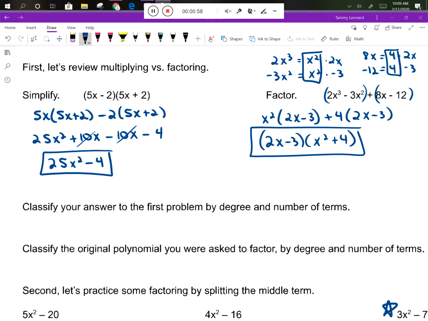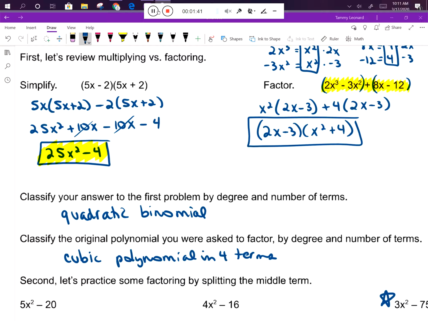All right, we're asked to classify our answer to the first problem by degree and number of terms. So this is what you're being asked to classify. And then you're also being asked to classify the original polynomial that you were asked to factor by degree and number of terms. So this is what you're being asked to classify. Remember on yesterday's notes, we reviewed how to classify based on degree and number of terms, and we made a list of all the terms. I would try to do it without the list and see if you can answer. So push pause, try those 2 classifications, and then when you're ready to check your work against mine, push play again.